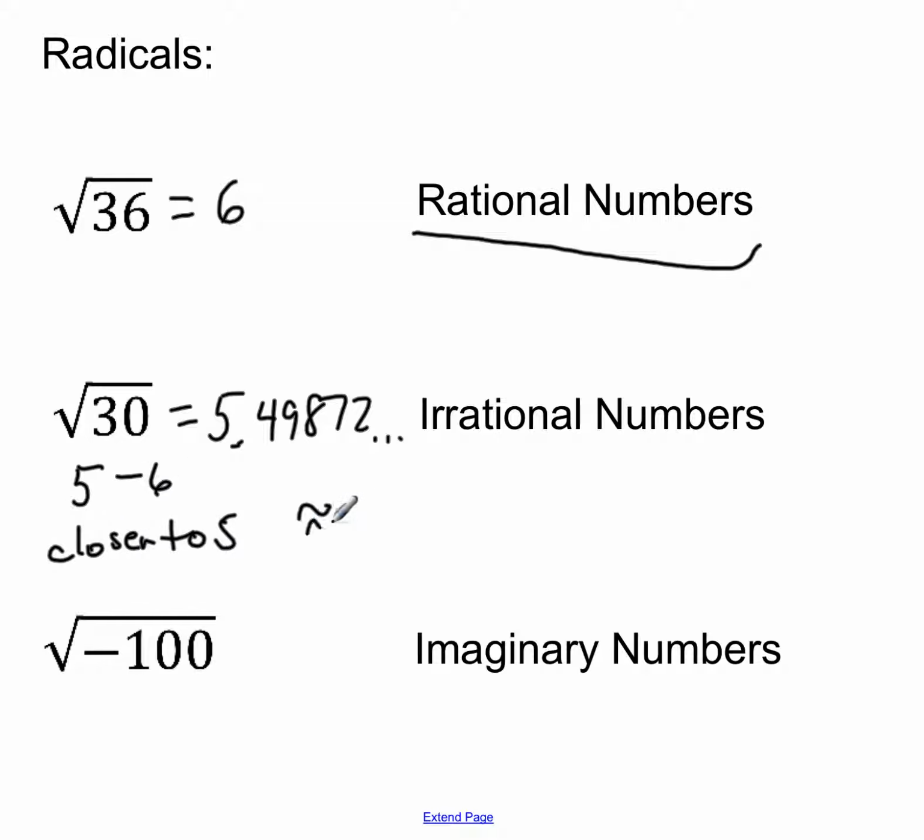I would even say roughly 5.4, because I do know that the square root of 25 is 5, and the square root of 36 is 6. So I know that 30 happens somewhere in the middle there.